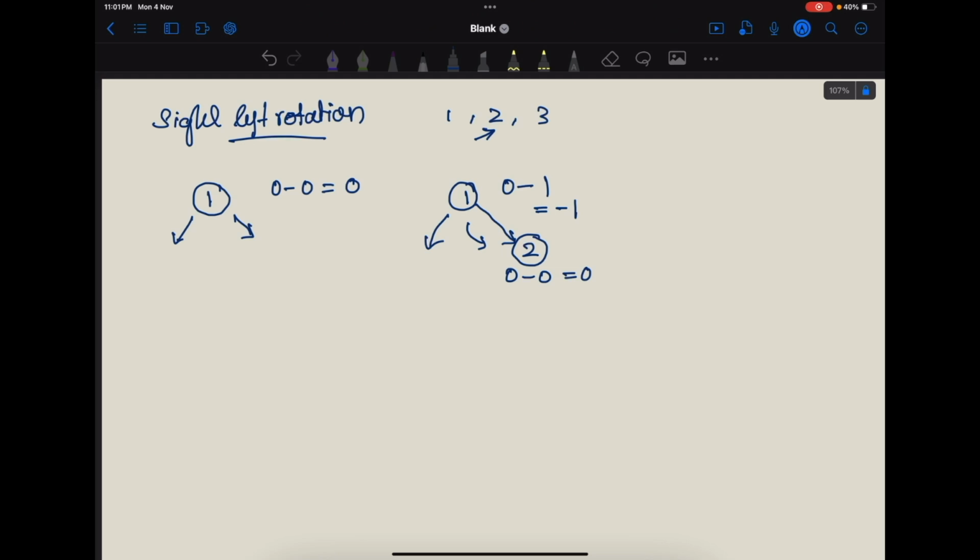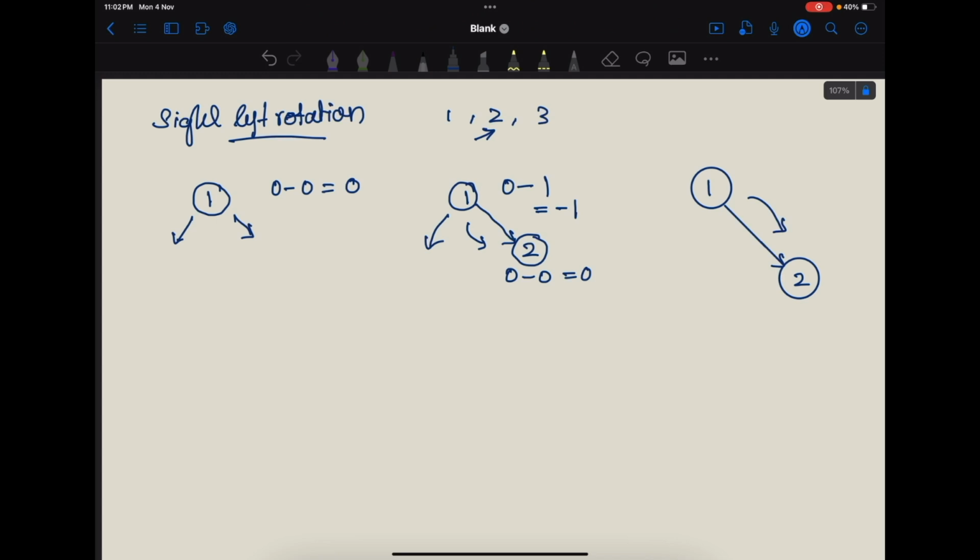Now we are going to do the insertion of number 3. First you have to compare with the root value. The root value is lesser than the insertion value 3, so come to the right hand side, where we have another node called 2. So we compare with the next level, 2. Since 2 is less than 3, 3 is greater than 2, so 3 goes to the right hand side.